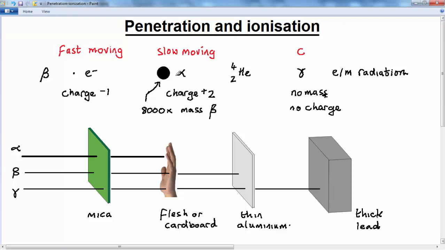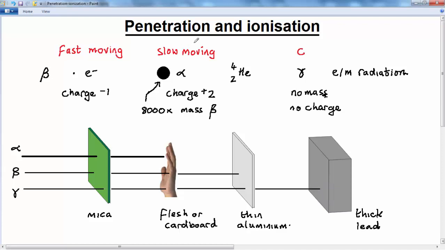Just summarising again, because the alpha particle has a much bigger mass, it has a larger charge, it is slower moving, it will interact a lot more with matter and therefore it'll get blocked easier. The beta particle has a much lower mass, it has a lower charge on it, and it is a lot faster moving, so it is able to penetrate much further than the alpha particle. And the gamma radiation, which has no mass at all and no charge, and it moves at the speed of light, can penetrate a lot further, but it will eventually interact with something and get blocked.